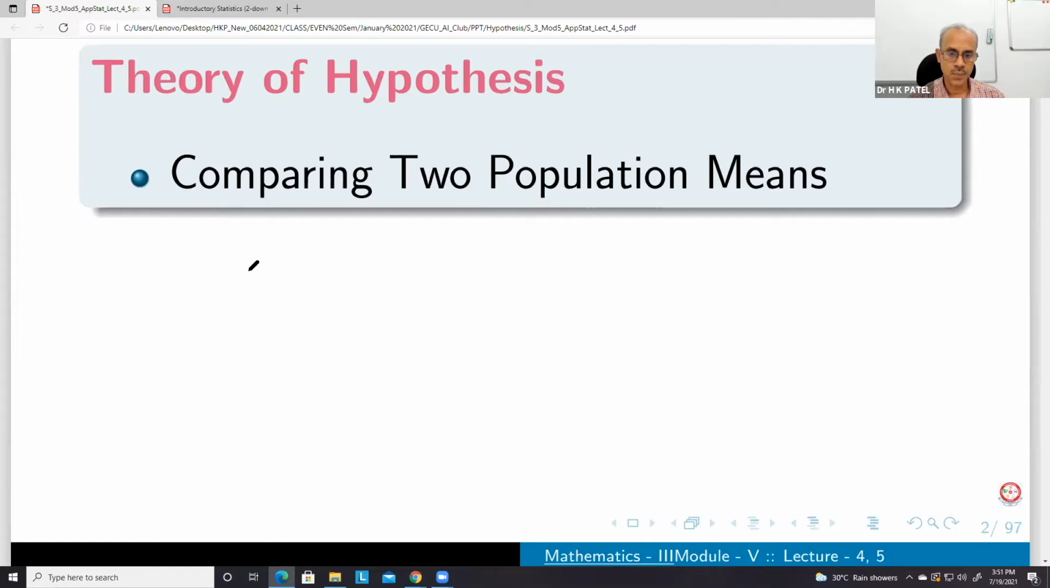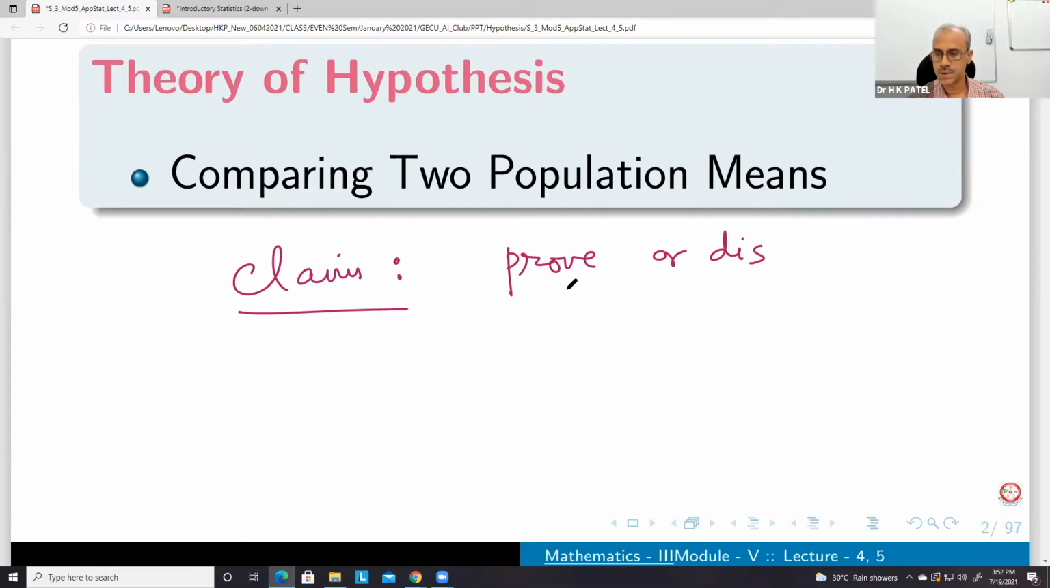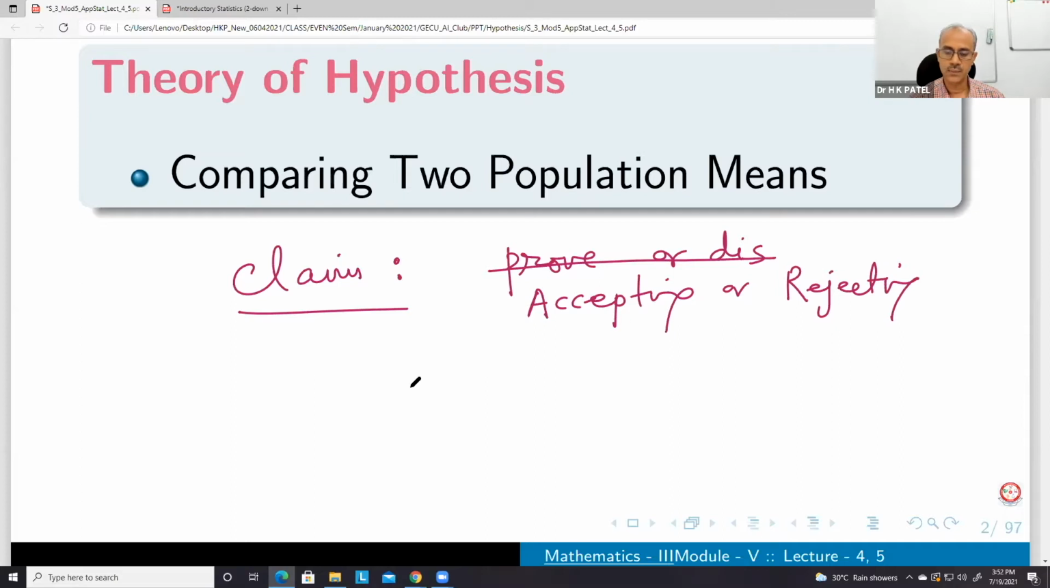There is a claim or hypothesis that we want to prove or disprove. Okay, that is our idea. Or rather, instead of saying proving or disproving, it is better to say accepting or rejecting.